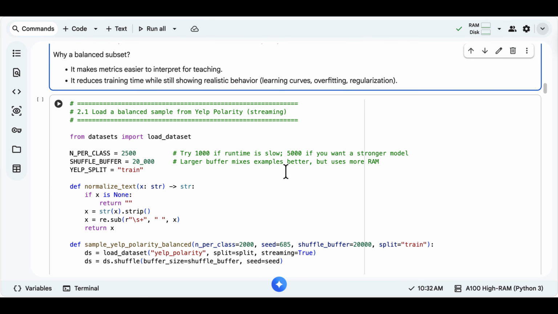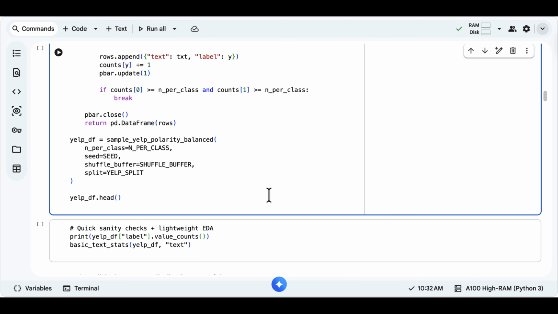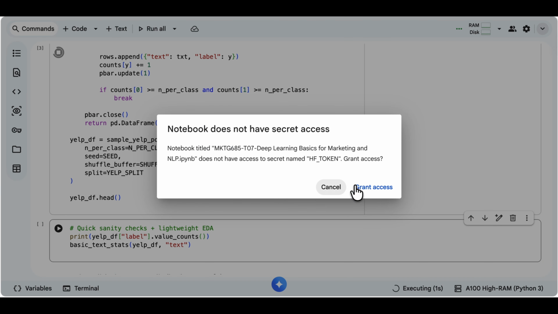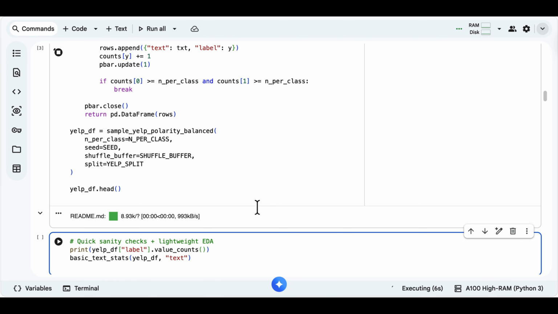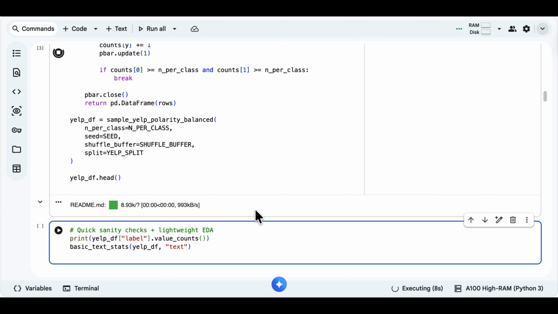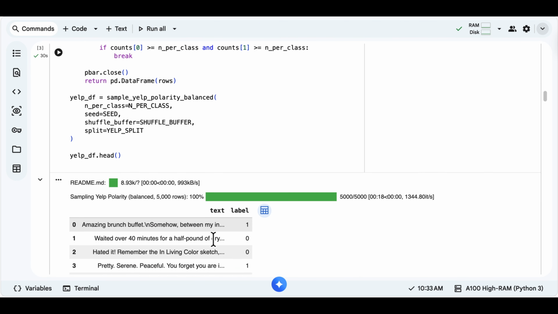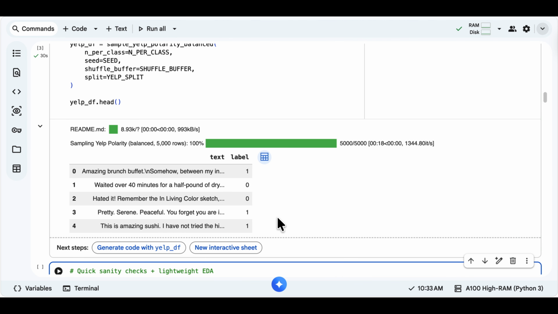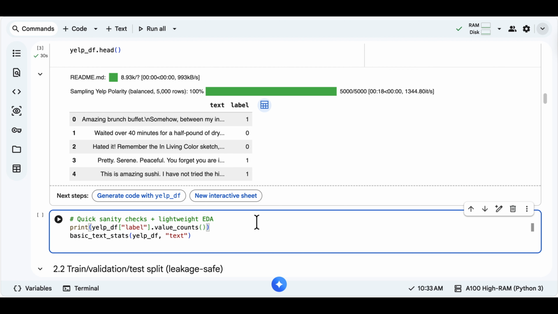This code streams the Yelp polarity dataset, shuffles it, and collects an equal number of negative and positive reviews. Streaming means we do not have to load the entire dataset into memory at once. The function also normalizes white space and skips empty text. In the output, we see 5,000 total reviews, with 2,500 from each class, plus a few example rows. That gives us a balanced teaching dataset that is large enough to show real behavior, but small enough to train quickly.